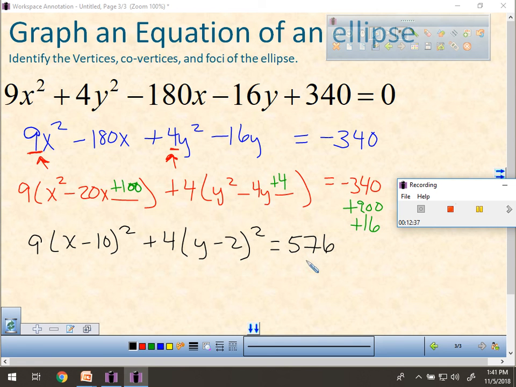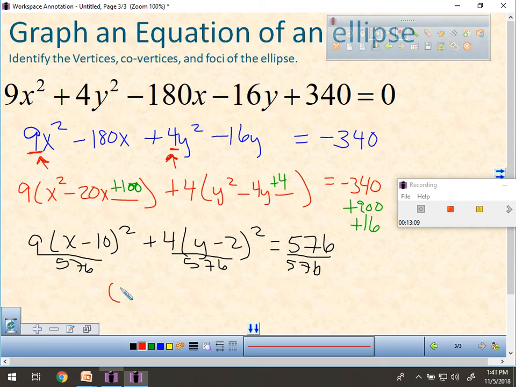So divide everything by 576, so divide this by 576, divide this by 576, and divide this by 576. And so now your final answer, though, simplify this, 576 divided by 9 is 64.